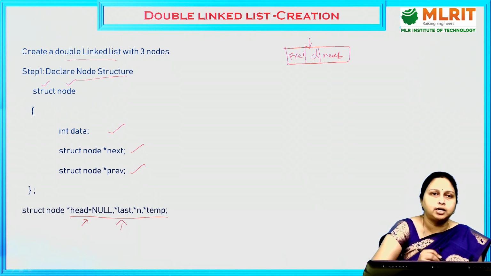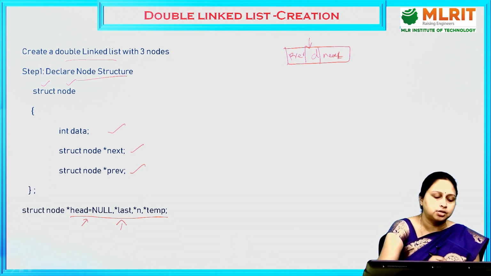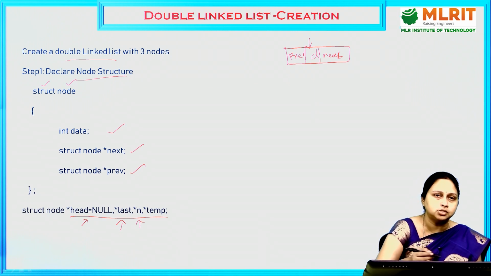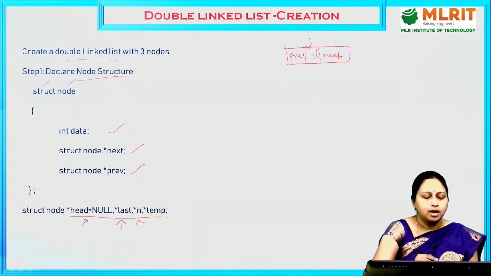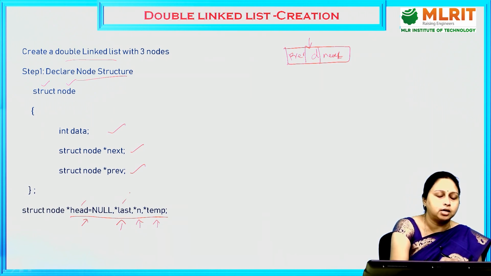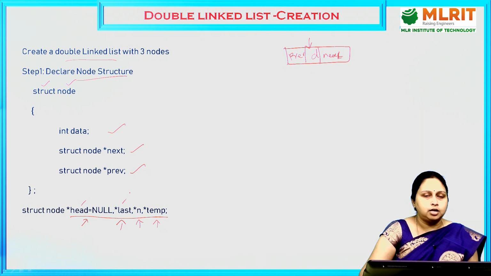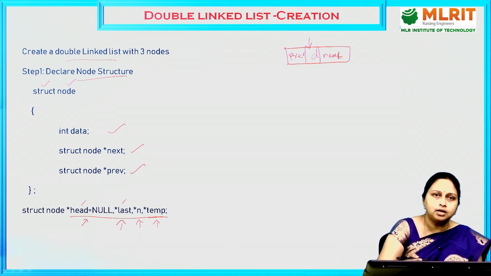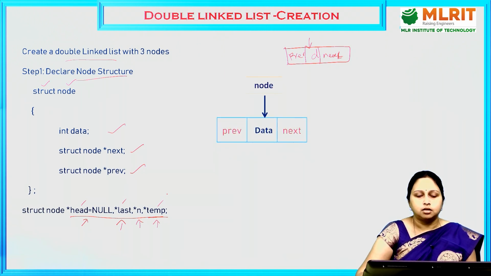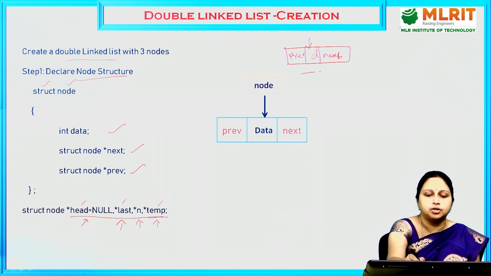The last pointer represents the end of the list, and the end pointer is used every time we are going to create a new node. And a temporary pointer variable is going to move in between the head and last. Why? Because we should not move the head and last at any point of time. We just need to move between head and last by using the temporary pointer variable. For that purpose, we are going to use the temp pointer. This is how the node structure is, which we have already seen.